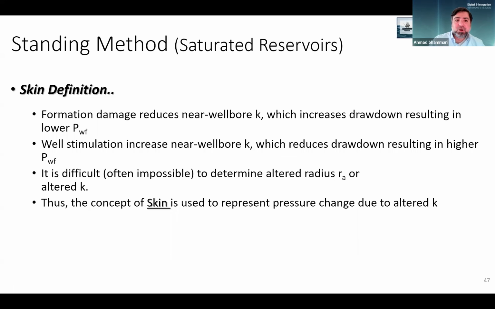Standing method. Standing is a famous scientist. You'll find Standing correlations in fluid PVT, in black oil PVT properties. So what did Standing do? Standing said that the Vogel equation does not take into consideration the concept of skin, okay? So what he did, he went and evaluated a new concept on the Vogel equation called flow efficiency, okay?